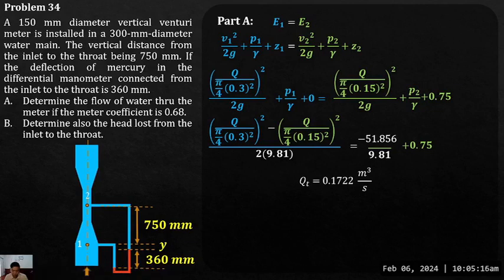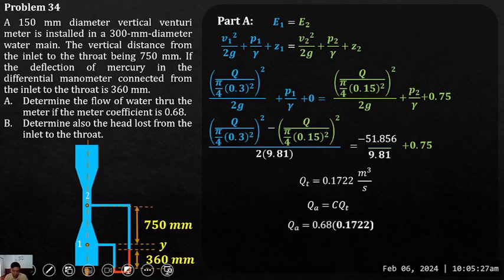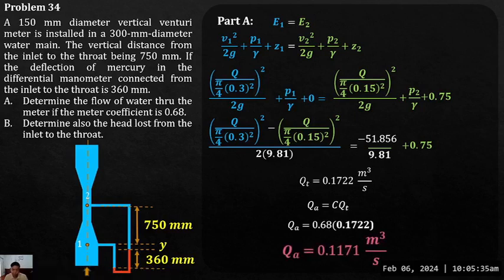Theoretical yan, 0.1722 cubic meter per second. Tapos, multiply mo siya ng meter coefficient natin na 0.68. Makuha mo na si actual Q. That is 0.1171 cubic meter per second. So this is going to be the answer for part A. Okay, okay po. Kuha naman.